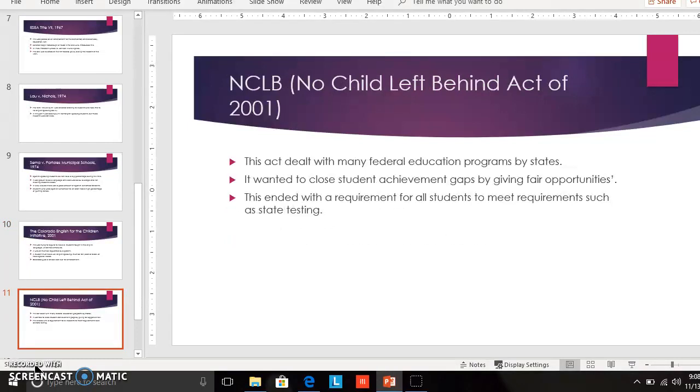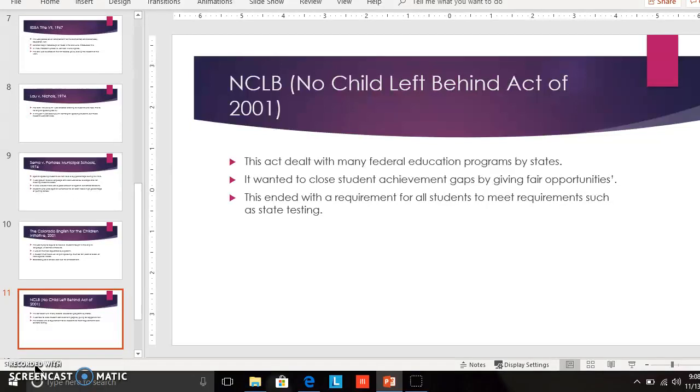And lastly, the one I talked about was the NCLB, the No Child Left Behind Act of 2001. This act dealt with many federal education programs run by the states. It wanted to close student achievement gaps by giving fair opportunities. And it ended with a requirement for all students to meet standards such as state testing.